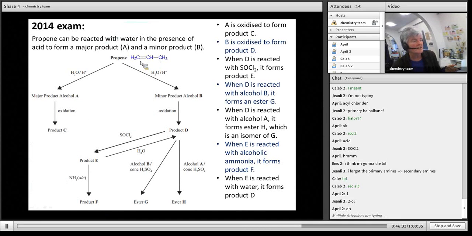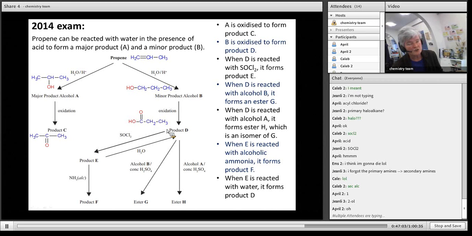Okay, so here's propene. So remember, the rich gets richer, so the hydrogen adds onto this carbon, which means the OH has to add onto that carbon to be the major product. Okay, and the minor product is the other way around. So the OH will add to this one, and the H will add to that one. Then oxidation, ketone, here oxidation.